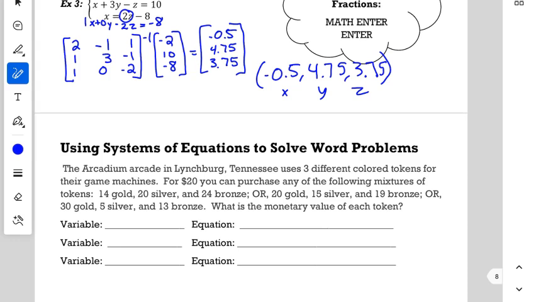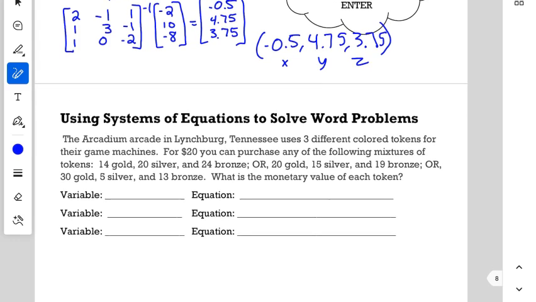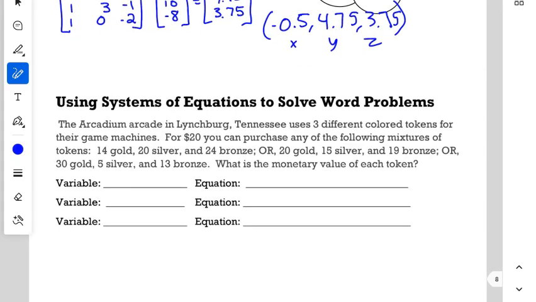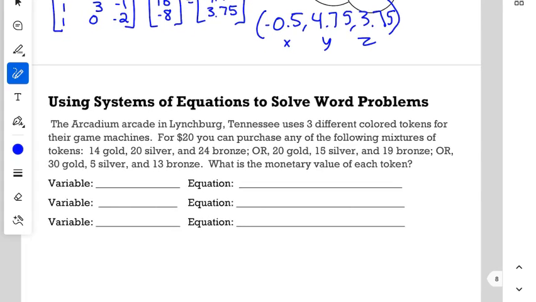All right, so we usually see these type of problems as word problems. So go to the next page. We're going to read over the prompt. The Arcadium Arcade in Lynchburg, Tennessee uses 3 different color tokens for their game machines. For $20, you can purchase any of the following mixtures of tokens. 14 gold, 20 silver, 24 bronze. Or 20 gold, 15 silver, 19 bronze. Or 30 gold, 5 silver, 13 bronze. What is the monetary value of each token?